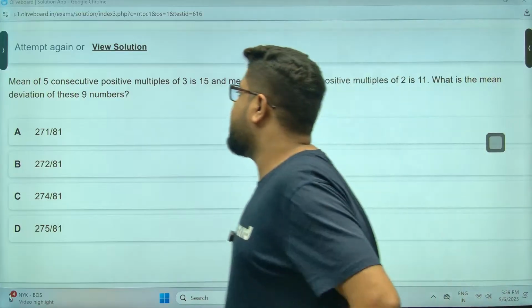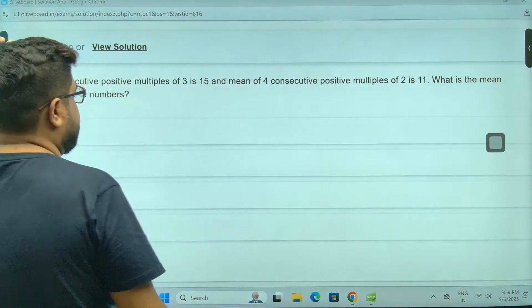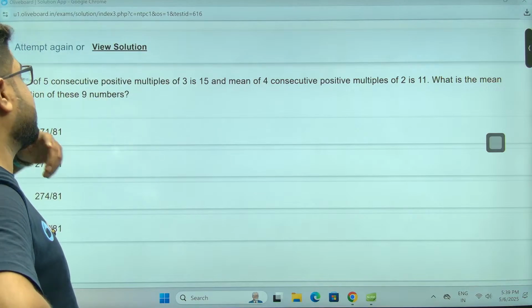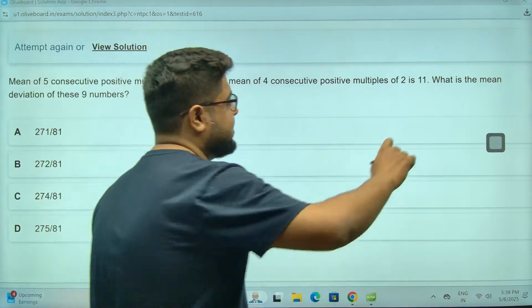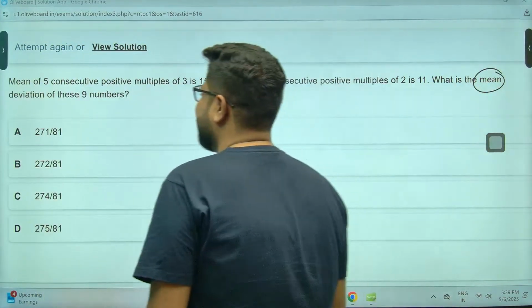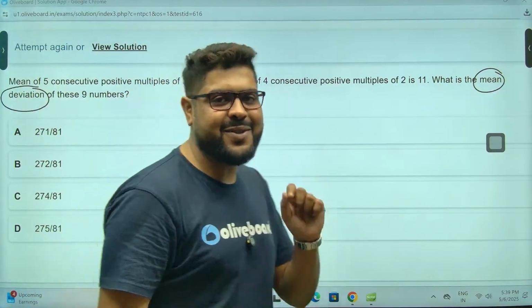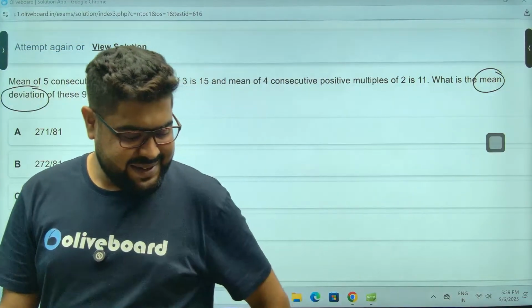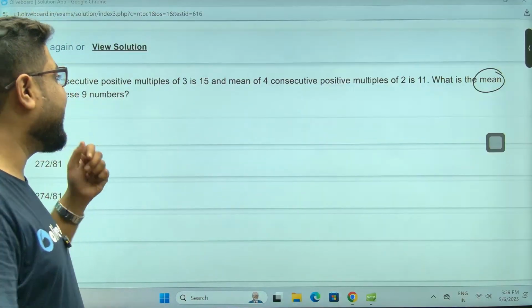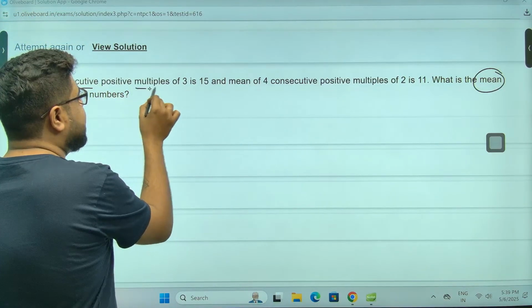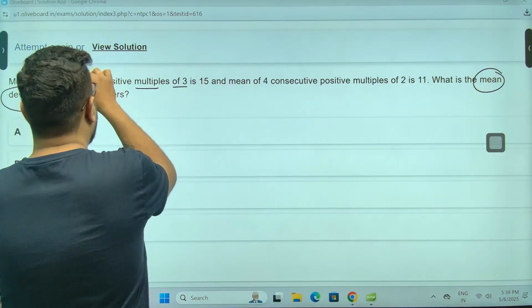Mean of 5 consecutive positive multiples of 3 is 15. 4 consecutive positive multiples of 2 is 11. Oh boy, mean deviation. Sir, it's a lengthy question. Deviation questions are always lengthy, mean deviation especially. Let's do it. 5 consecutive multiples of 3 is 15. Sir, 5 means an odd number.